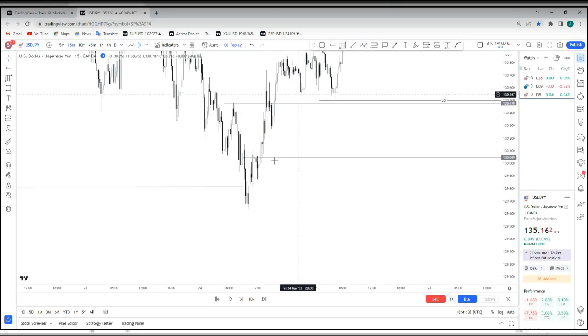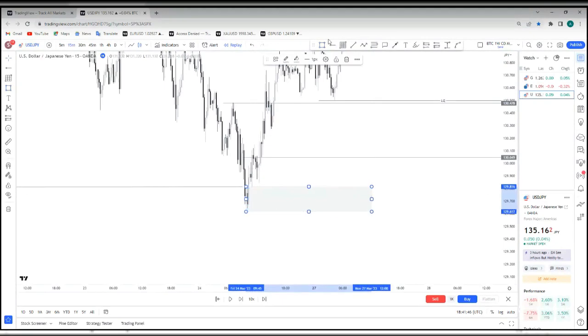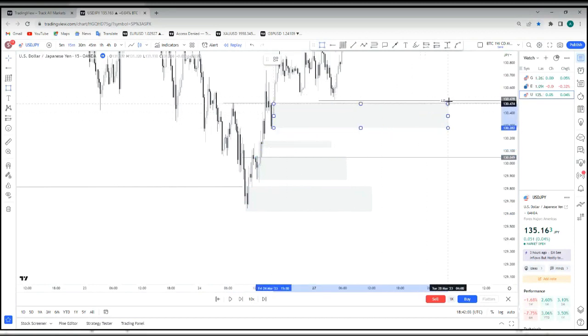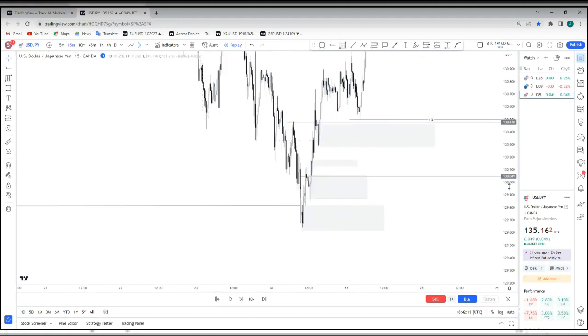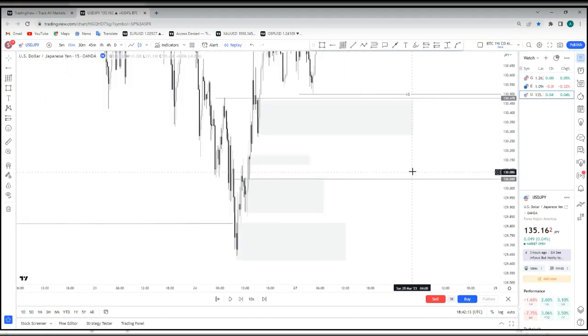Now, some people will mark here, some will mark here, some will mark here, some will mark here, and here. So now, which one do you want to use? You get confused. So that is why it is good to wait for confirmation.